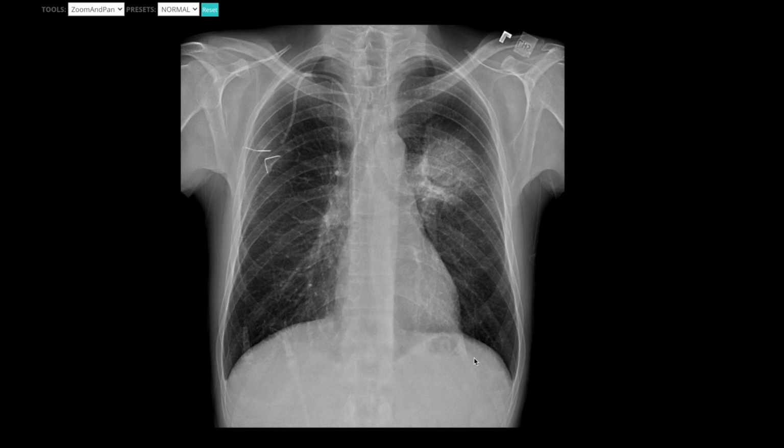Hopefully this helped give you a basic understanding of how I would approach a chest x-ray from the real-time perspective. In other videos, I'll talk more specifically about all the different components that I was alluding to in a second.